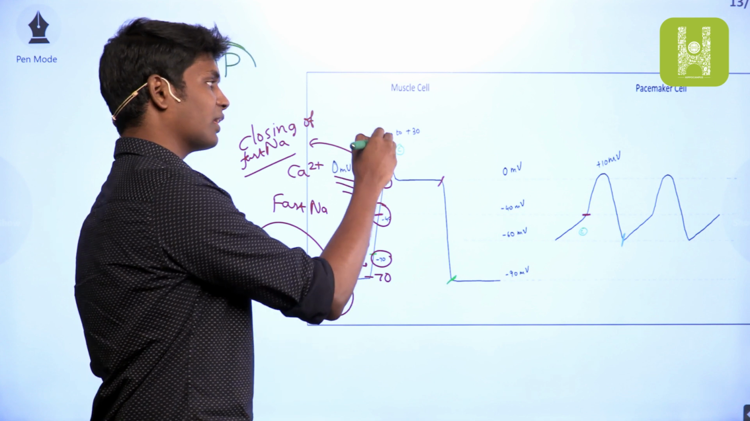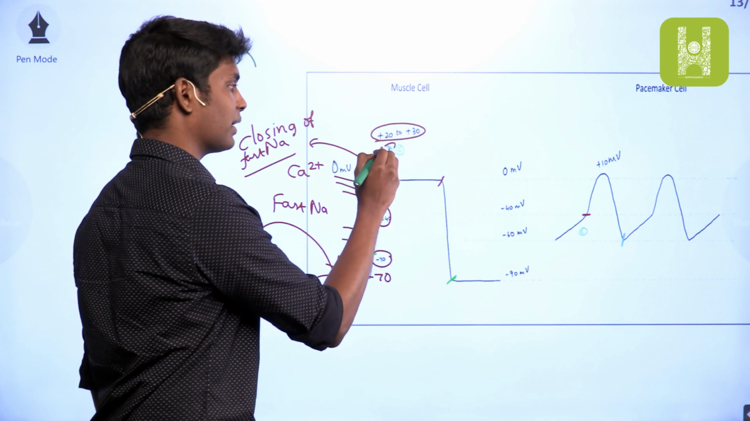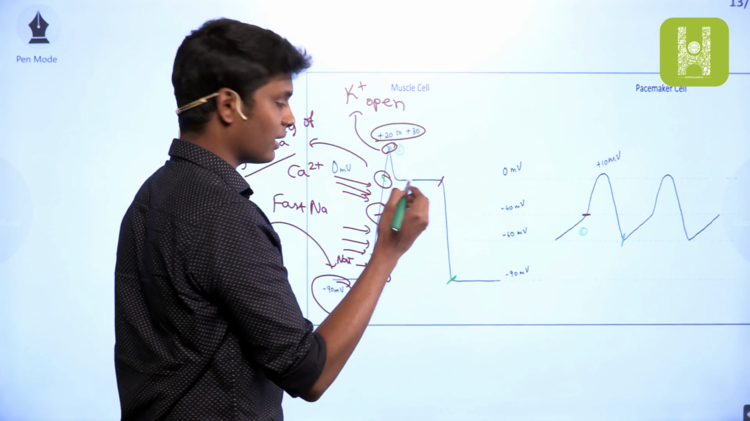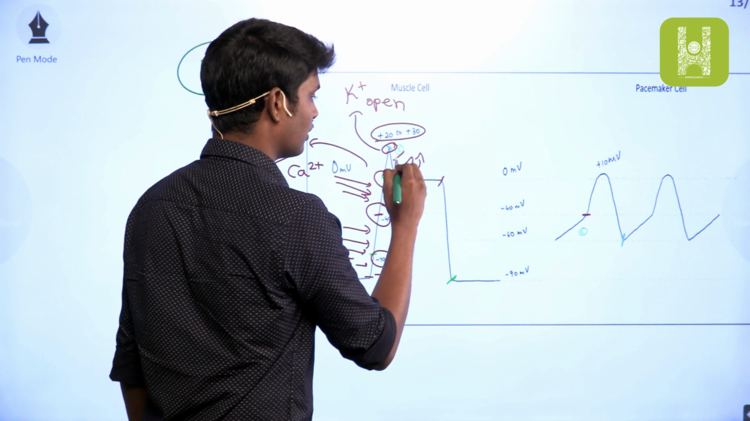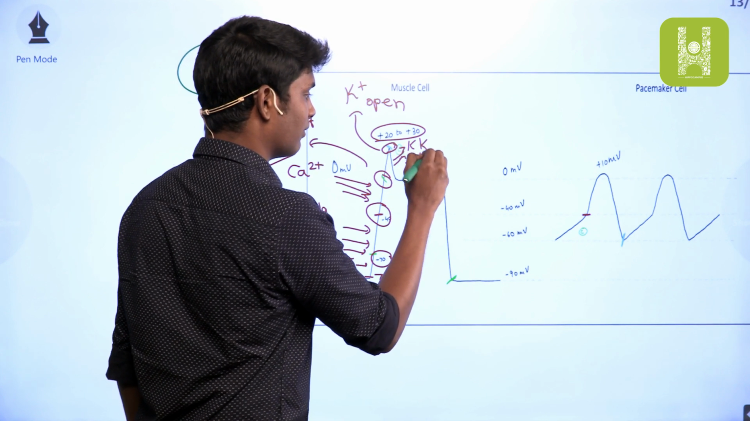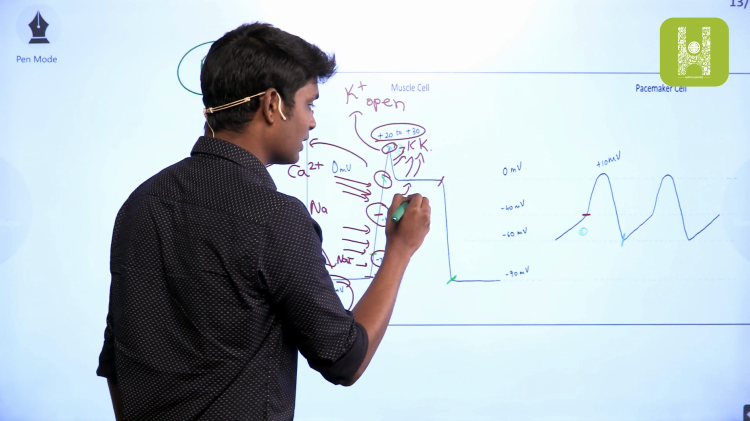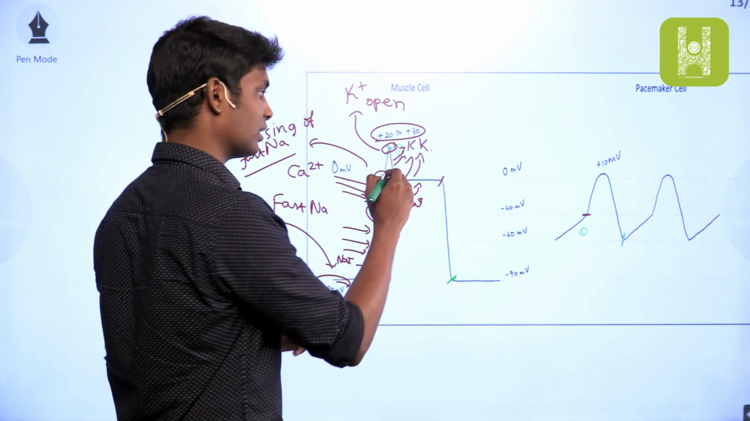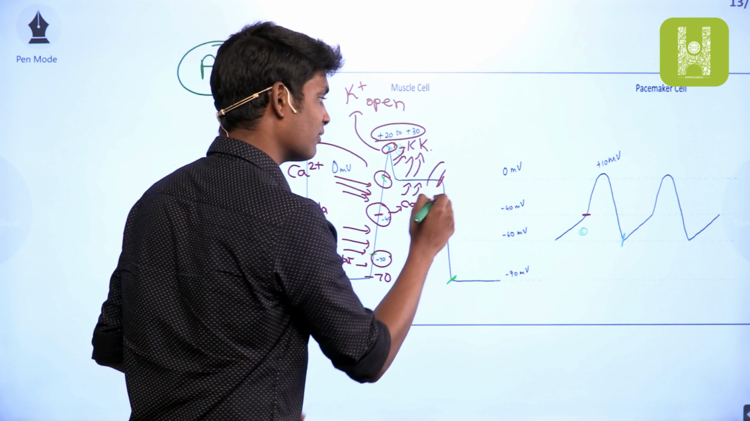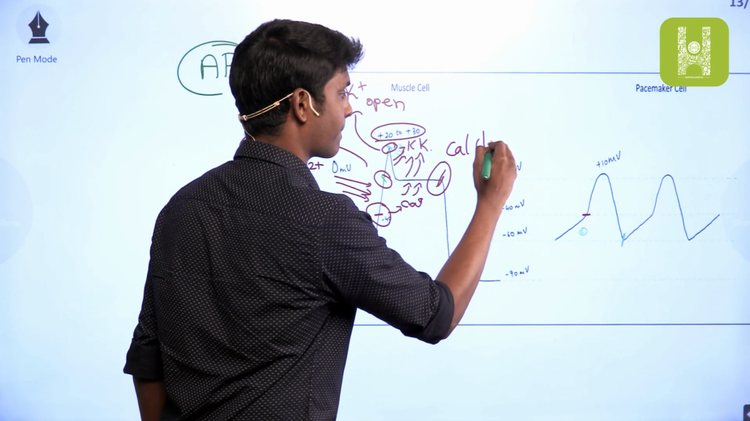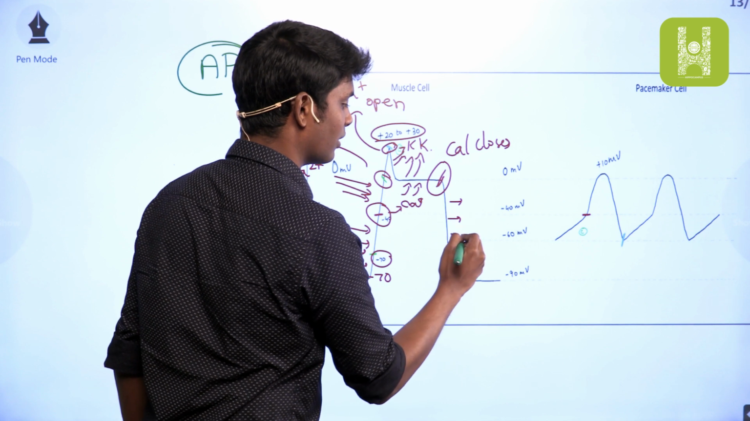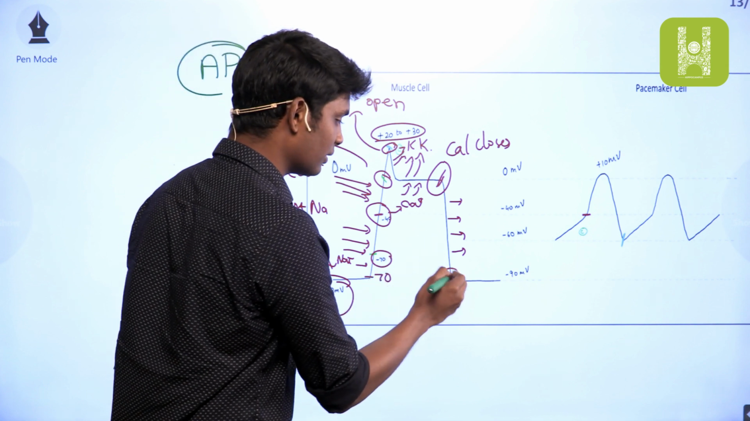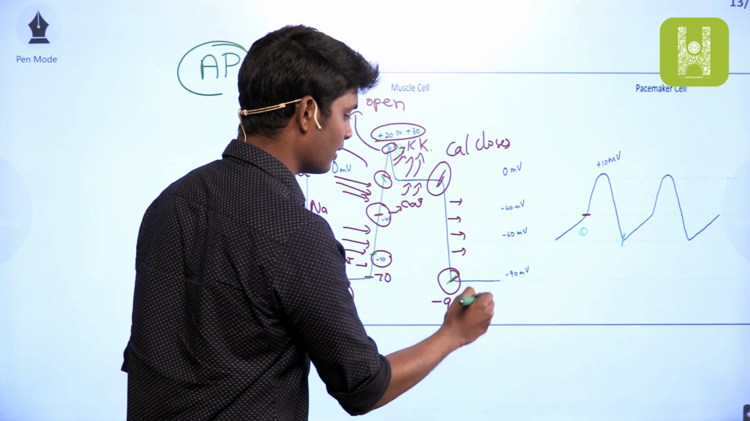and when it overshoots and goes to plus 20 or plus 30, there will be opening of the K+ channels, so that there will be loss of potassium throughout, whereas during the plateau phase there will be inflow of calcium also due to this particular channel, and there will be equalization, so that there is a plateau phase. Then when the calcium channel closes, there will be continued loss of potassium, which results in reducing the membrane potential, and it goes to the resting membrane potential of minus 90 millivolt.